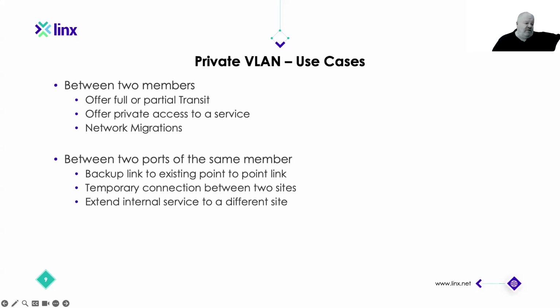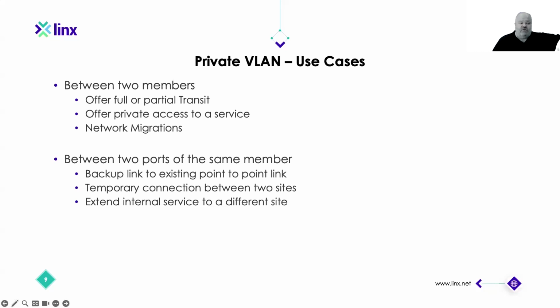If you use them for your own network, as I said, we don't really mind. You could, with some members, use it as a backup link for a physical point-to-point link between sites. You might need a temporary connection for some changes in your network. Again, it's easy to do if you use existing ports where you have bandwidth available. You don't need to order additional cross connects, which take time. You just bring the service up. Once you no longer need it, you can cancel it again.